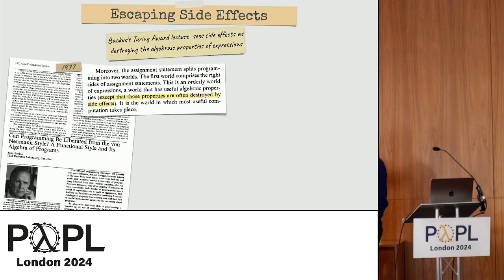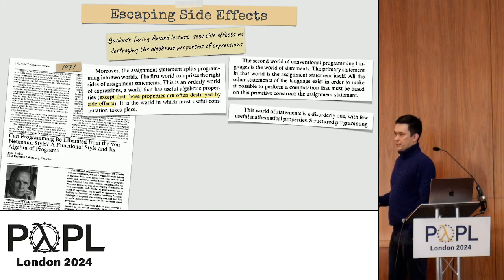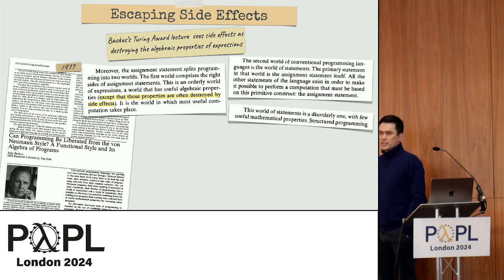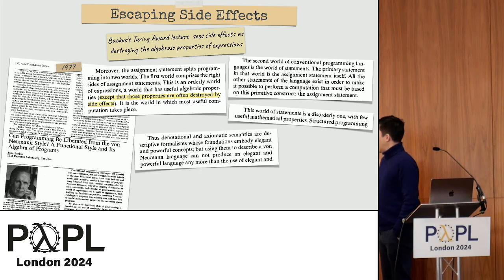that the world can be split into two places once you've got an assignment statement. The things to the right of the assignment statement, which are the pure expressions, which is sort of a nice world, and the things to the left of the assignment itself, which is a disorderly and chaotic world that we want to avoid. And he says that the nice reasoning properties are often destroyed by side effects. So he's trying to escape from von Neumann machines. And he goes on to say that what we really want are things like denotational and axiomatic semantics.